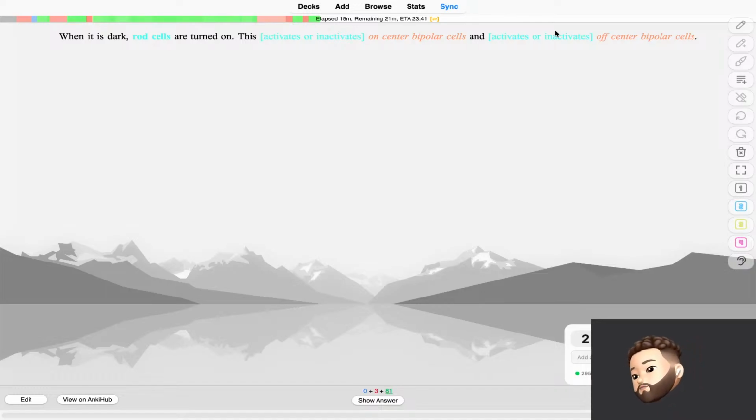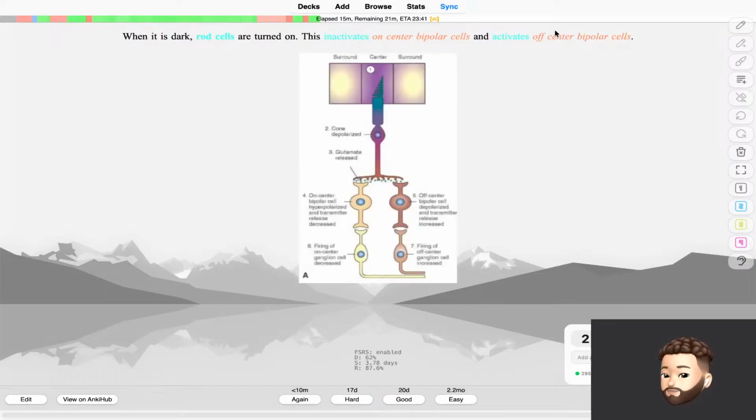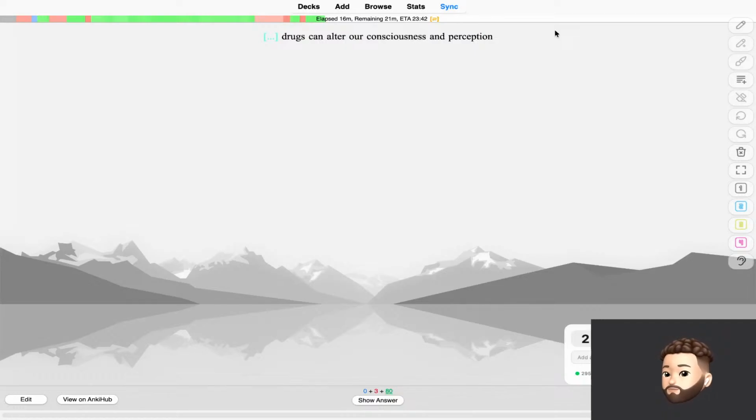When it's dark, rod cells are turned on. This is going to activate. If they're turned on, it's going to inactivate the on sensors. Psychoactives, circadian rhythm.